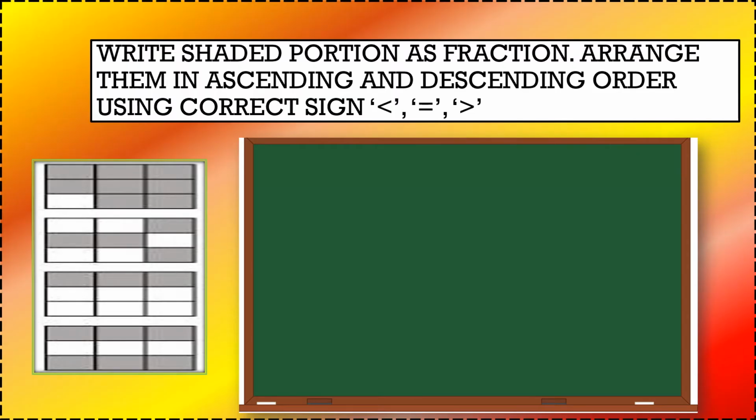Write shaded portion as fraction and arrange them in the ascending and descending order using correct sign. So the first thing here is you see one image here which I have taken, and it is divided into 1, 2, 3 and 4. These are 4 different images in this. So first thing we will do is we'll learn how to write fractions of these 4, and then we will come and solve this question which is here.